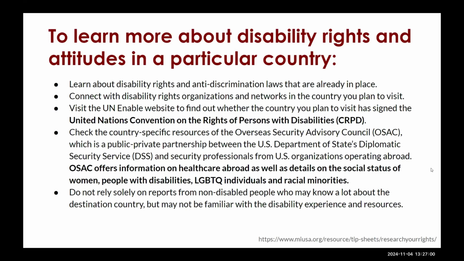You can also check with OSAC, which is a partnership with the Department of State's diplomatic security services and security professionals from U.S. organizations operating abroad. OSAC actually offers information on healthcare abroad, as well as details on the social status of women, people with disabilities, LGBTQ individuals, and racial minorities.